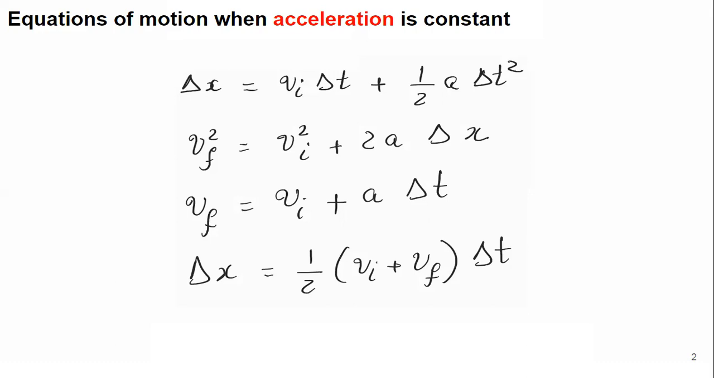Okay, and these four equations, as I mentioned yesterday, you just memorize them. You are not supposed to know how to derive them. Delta x again is displacement, v initial is initial speed, delta t is the time, a is the acceleration, vf is v final. Which equation I would use depends on what given you have.